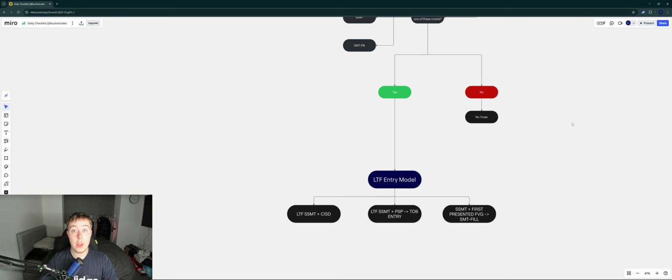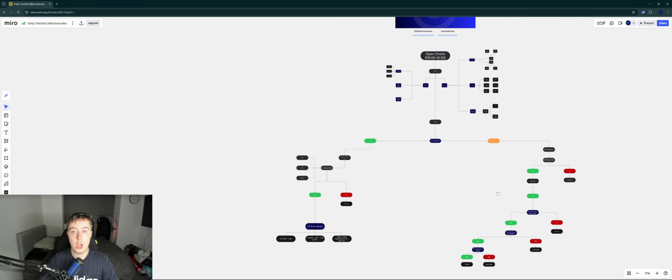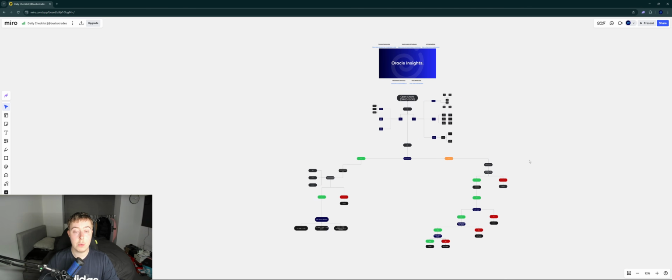Cool. So there we have it, guys. That is pretty much my step-by-step checklist that I look at every single new trading day or trading week, and I'll also put the link to this whole entire flowchart in the description down below, so if you guys want to copy this and follow it day to day, then feel free to do so.